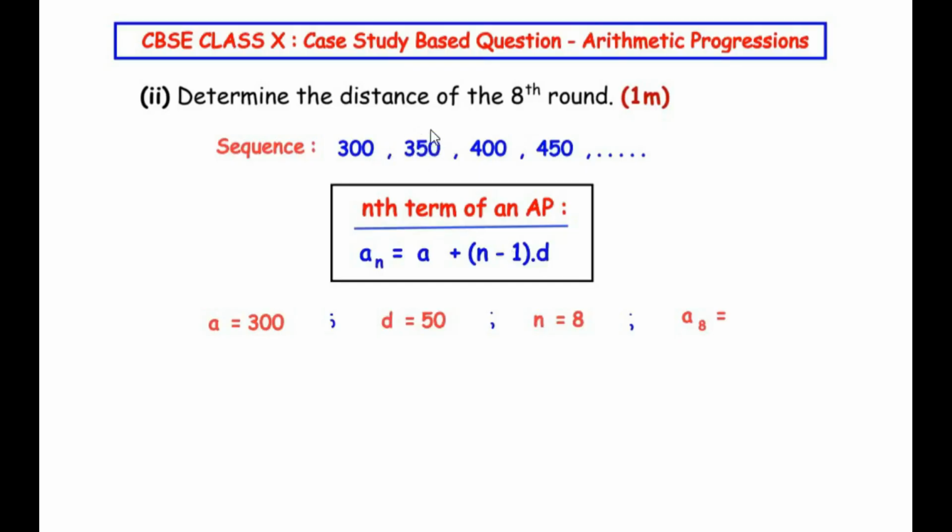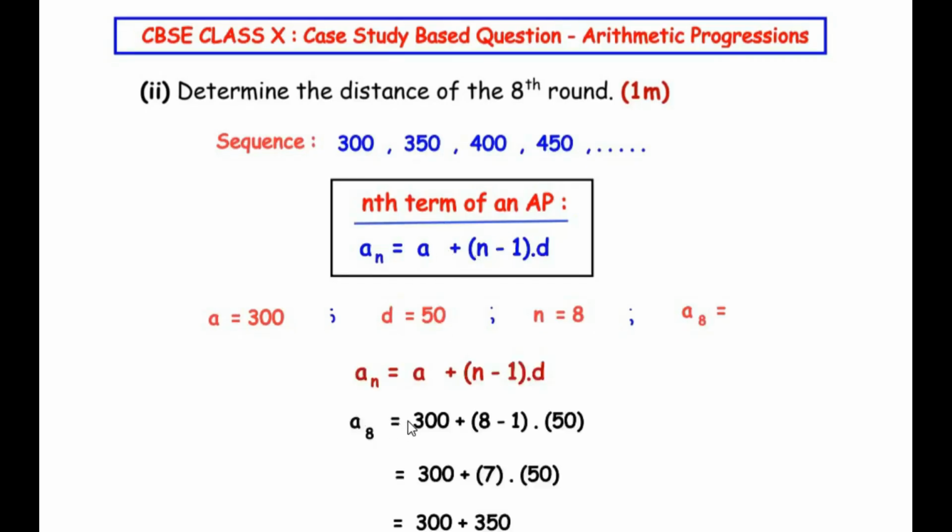Here it is going to be 350 minus 300, which gives you 50. 400 minus 350 gives you 50. 450 minus 400 gives you 50. So basically the differences are the same between the terms, so we call it a common difference. In this case it is going to be equal to 50. So to find out the distance of the 8th round, let us plug in all these values in this formula.